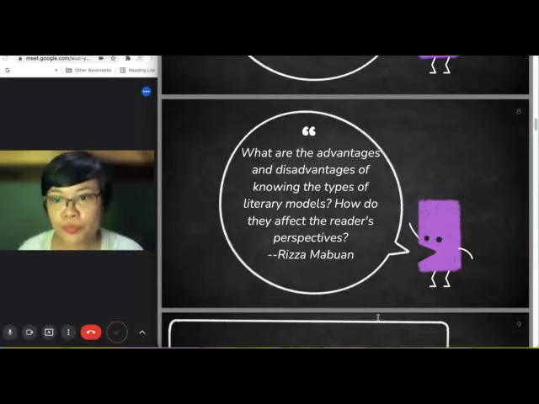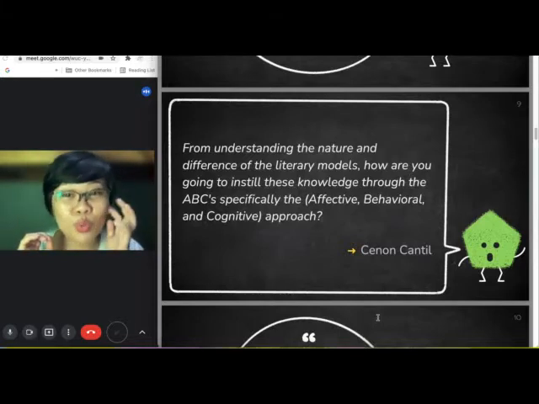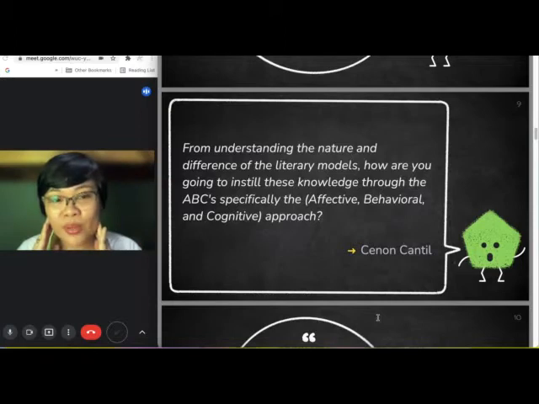Okay? So the next question is, from understanding the nature and difference of literary models, how are you going to instill this knowledge specifically through the ABC approach? Now, the ABC, affective, behavioral, and cognitive, is based on Bloom's taxonomy, right?